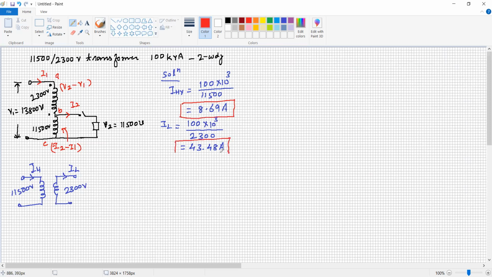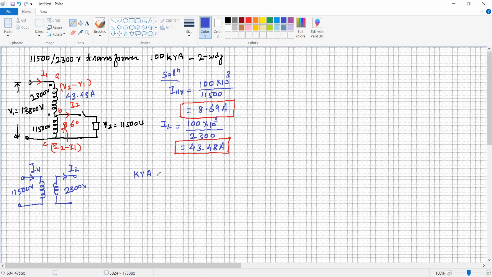The current in the auto transformer winding will remain the same. So this HV current is 8.69 ampere, and this current is 43.48 ampere. Okay. So now the kVA rating of the transformer.